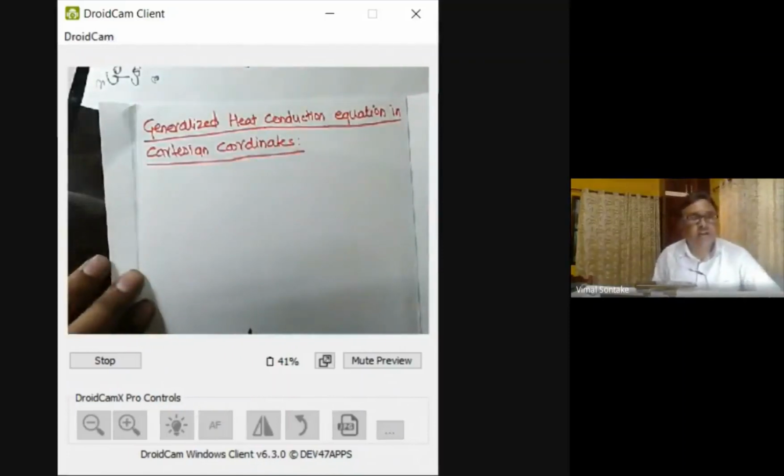This generalized heat conduction equation in Cartesian coordinates is used to find out temperature variation or to calculate heat transfer rate in regular shaped bodies like rectangular, squares, cubes, shaped bodies like room air conditioners, furnace walls of regular shape, and refrigerator, etc.